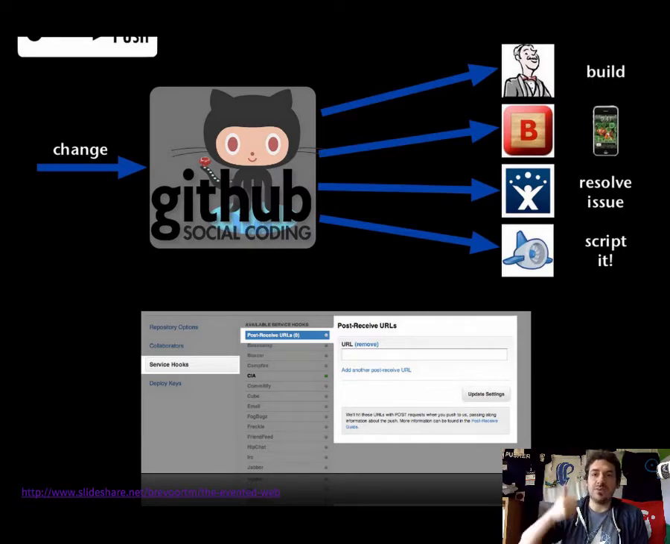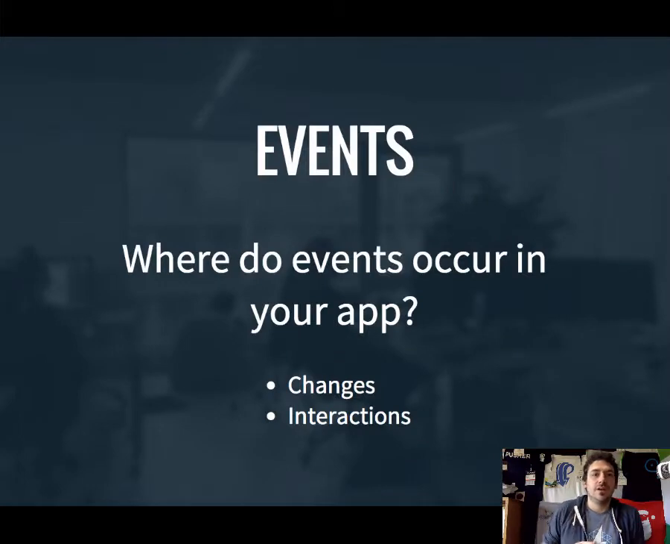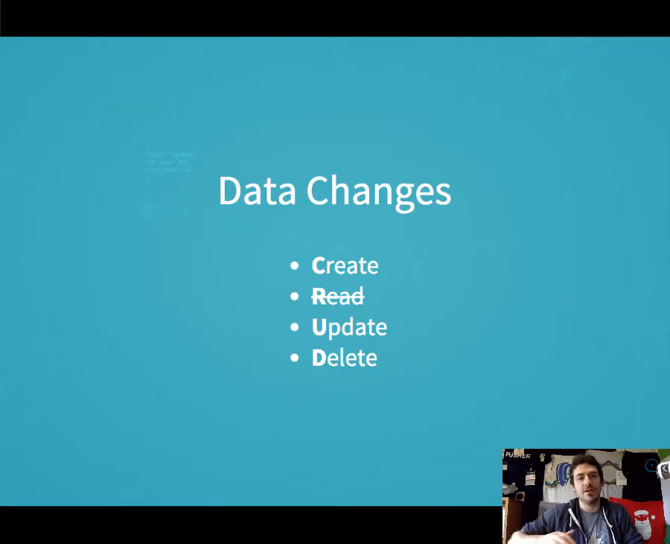So we've got change, we've got interactions. So if you think about events within your application, there's loads of events. So where do these events occur within your application? And if you can identify where they occur, you can find the real-time data. So changes and interactions are a really good place for finding this real-time data.